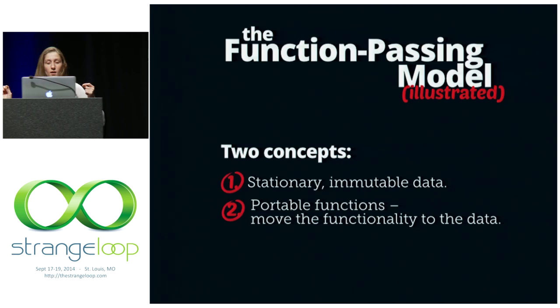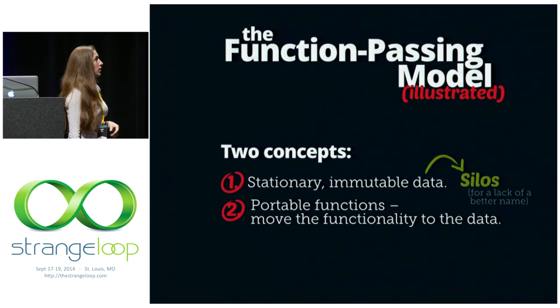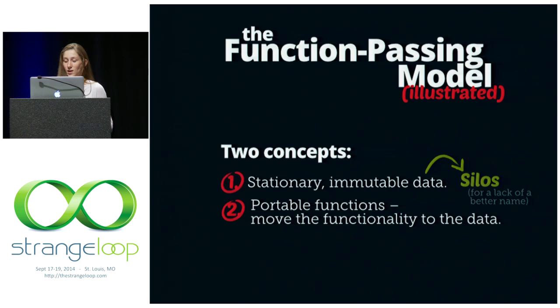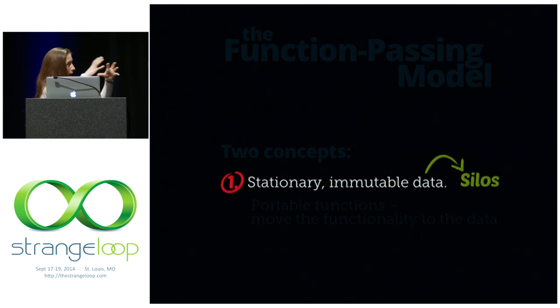So we have this one thing called a spore. Excellent name, right? Actually, if anybody has a better idea, please tell me. But right now we're just referring to these containers that hold this immutable data, these data stores, as silos for now, until we can think of something better. The idea is that this whole model is based on passing spores between these container silo things, which hold or encapsulate the data. So let's first look at what these silo things are.